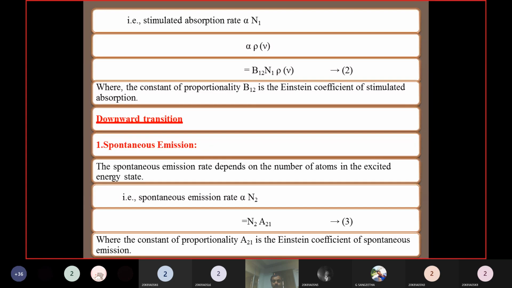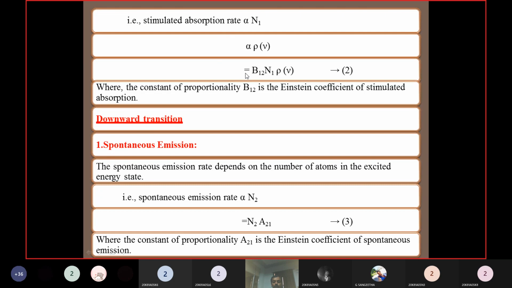B12 is the Einstein coefficient for stimulated absorption. Why 1 2? Because the electron is jumping from energy level 1 to 2, first state to second state. That's why we take B12. B is nothing but the stimulated process, so in the case of the stimulated process we take the constant as B.